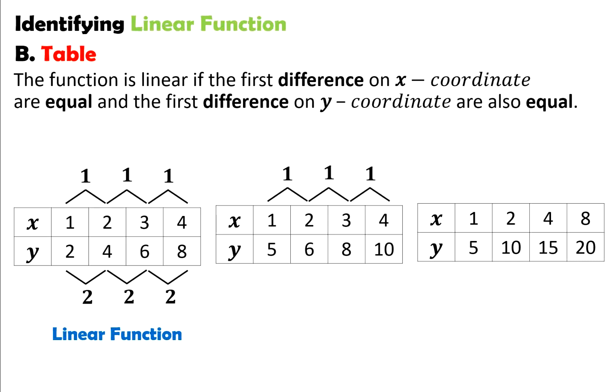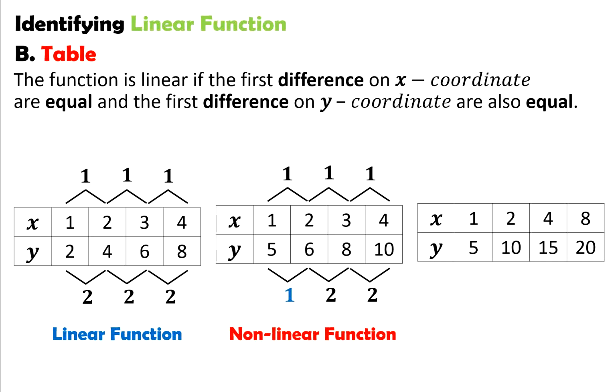Now, doon naman tayo sa range. So, sa range nito, 6 minus 5, that is 1. 8 minus 6, that is 2. 10 minus 8, that is equal to 2. So, iba-iba yung kanyang difference. 1, 2, at 2. So, it means na ito ay hindi linear function. So, ito ay non-linear function.